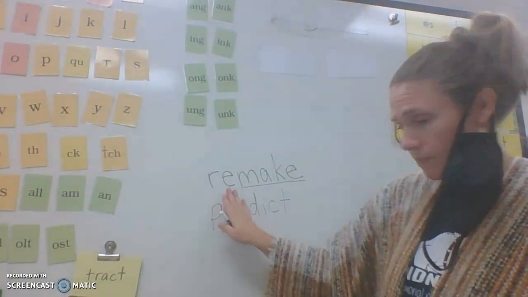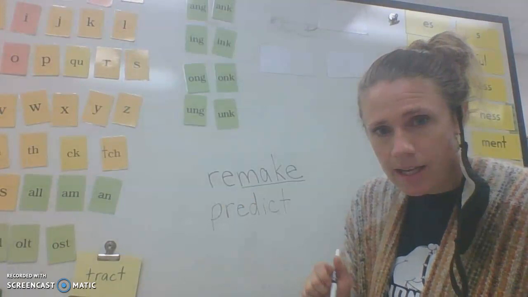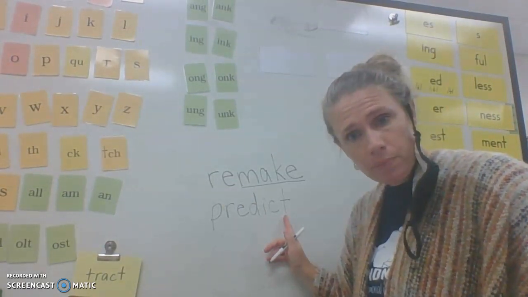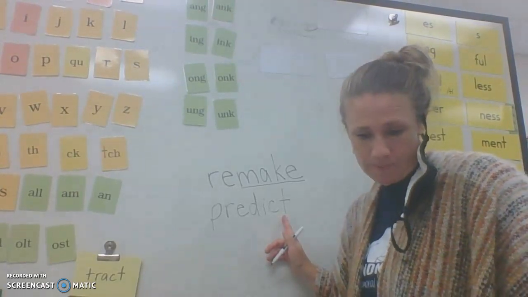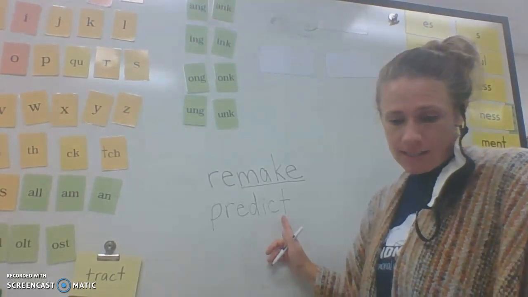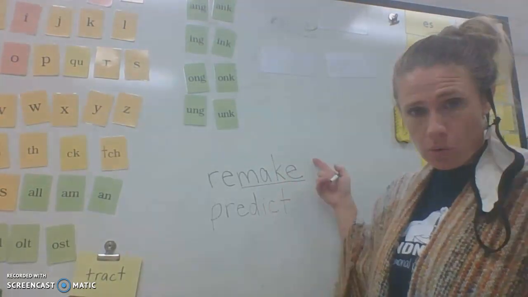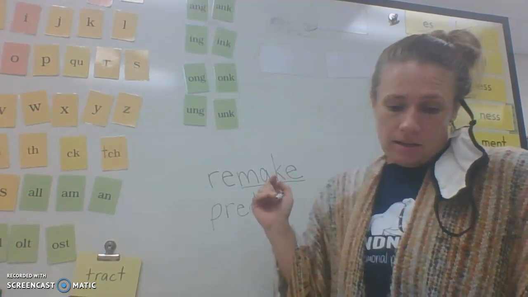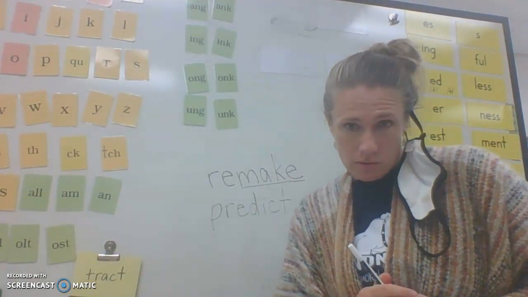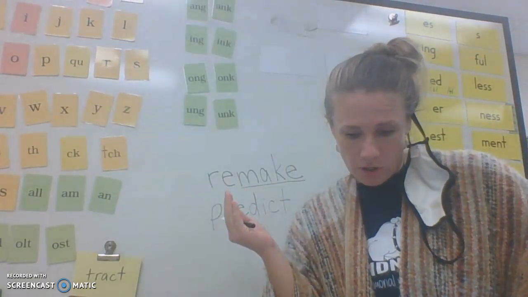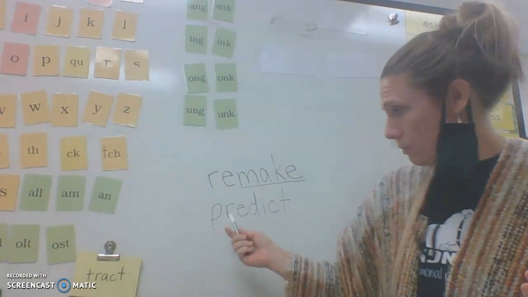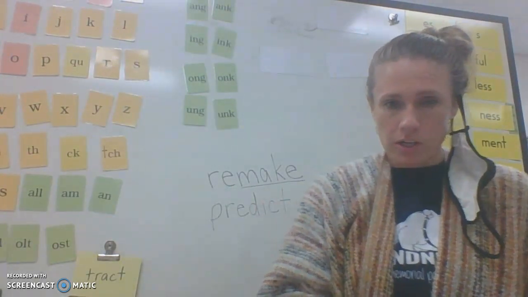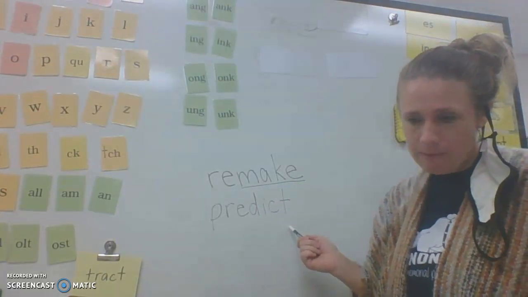If you take away the pre, what is left? Dict. Is dict a word? No. It's a Latin root. So prefixes can be added to words that stand alone, or they can be added to roots. A Latin root is a part of a word that has a meaning, but it usually has a prefix or a suffix with it. Okay, so what does the root dict mean?